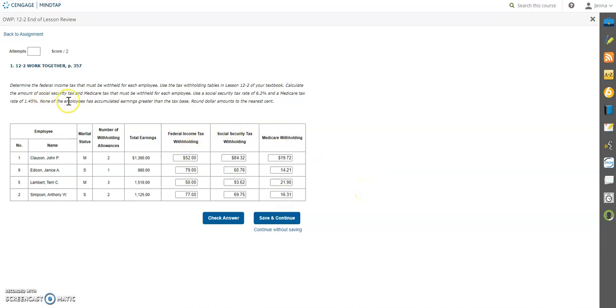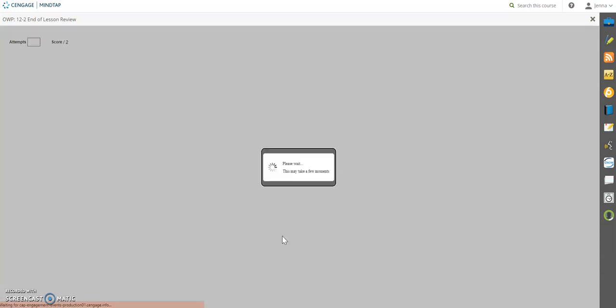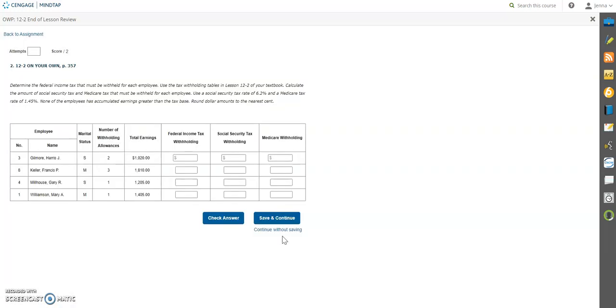Now, one thing I just want to point out is that it talks about none of the employees having accumulated earnings greater than the tax base. We will have to deal with that in the future. What they're saying now is that we don't have to worry about a tax base, but we will look at that in the future. I am going to say check answer first. Everything looks good, so save and continue. You can now do the 12-2 on your own.